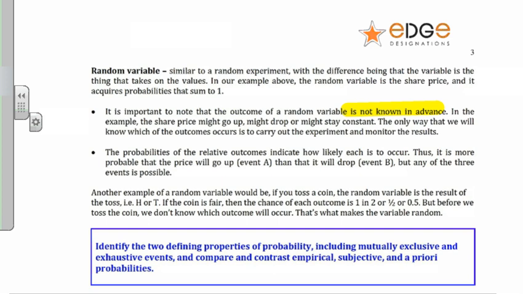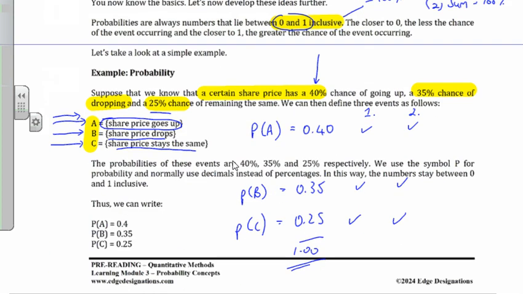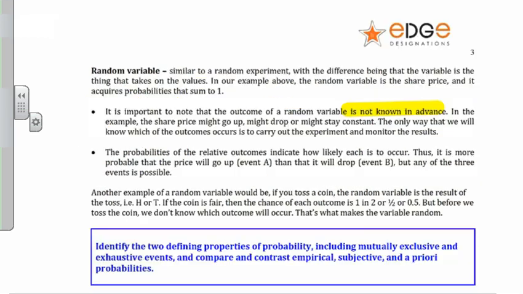And number 2, the probabilities of the relative outcomes give me an indication of which is the most likely event to happen. Of course, if I take you back over here, we'll say, oh, hold on a second, it looks most likely that the share price will go up. Why? Because that's got the highest probability at 40% of all the probabilities.